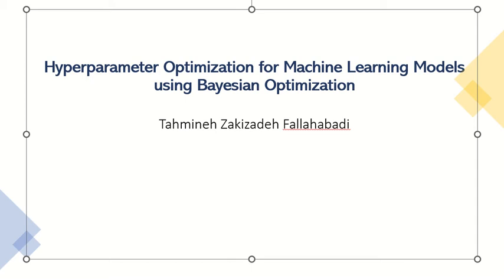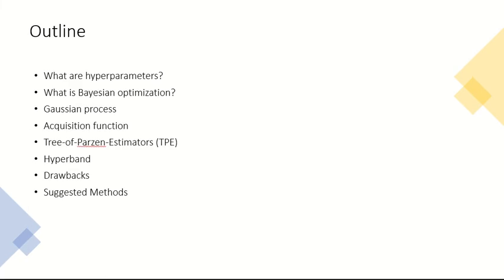This video is about hyperparameter optimization and I want to explain what a hyperparameter is and why they are important, and also I want to speak about some methods to optimize hyperparameters. One of them is Bayesian optimization, and I will also speak about Gaussian process, acquisition function, and other methods. But I think the others will be in another video.